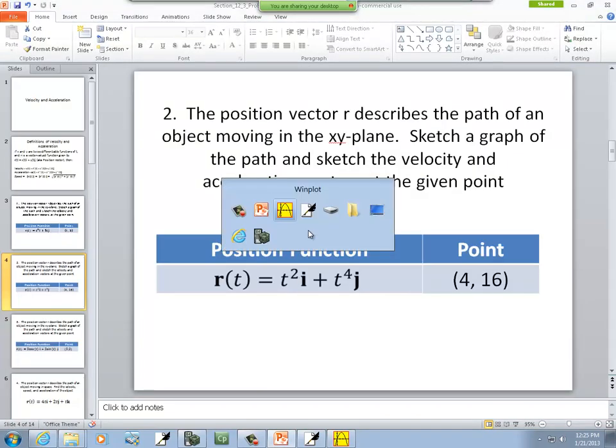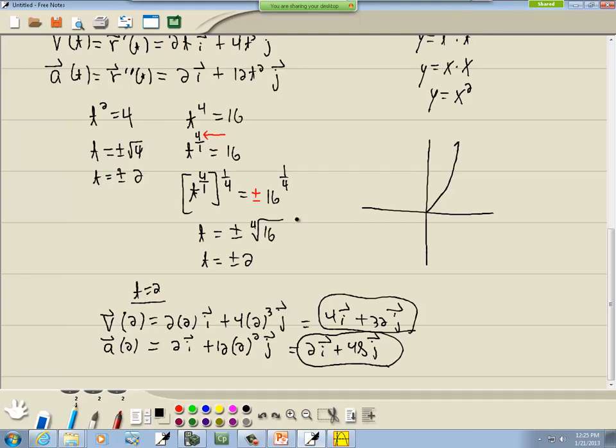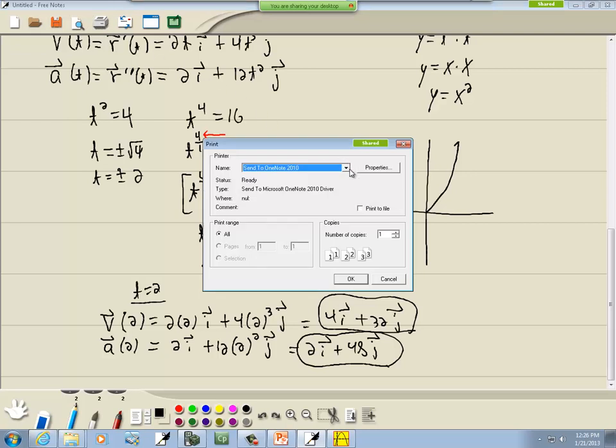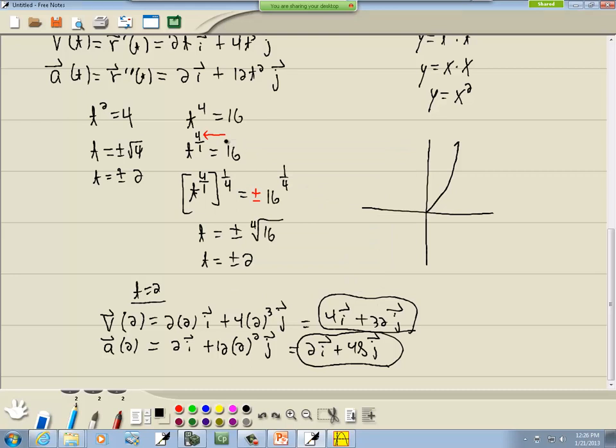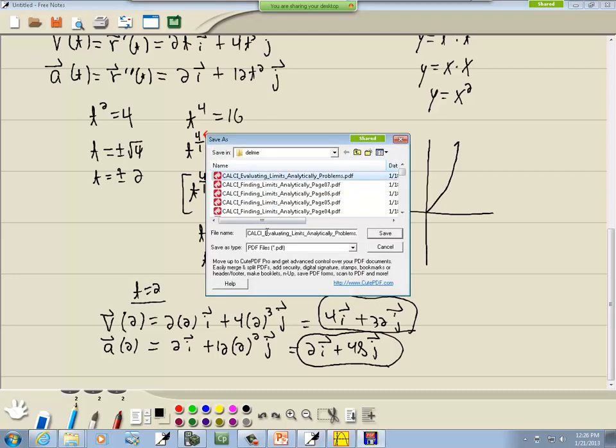Assuming I added everything correctly, that would give us our graph. So again, from that point, you use these to get your other portions. Let me save this. There we go. So we calc 3, velocity and acceleration.